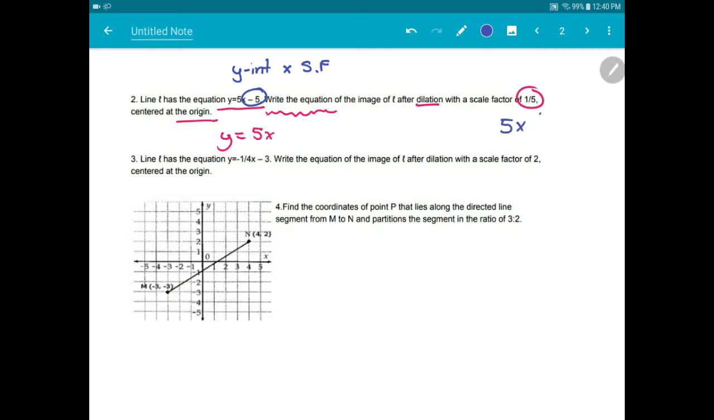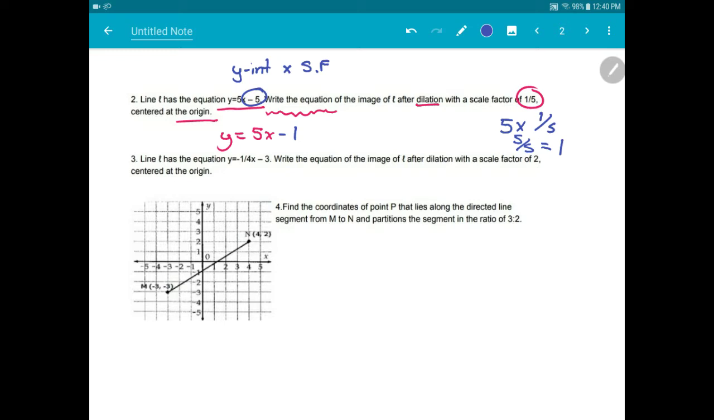5 times 1 over 5. What that actually does is the 5 times is by the 1 on top. And we get 5 over 5, which equals 1. So y is equal to 5x minus 1. It gets 1/5 of the size, or I share it amongst 5 people, and I get 1 share. Let's take a look at the next one then.